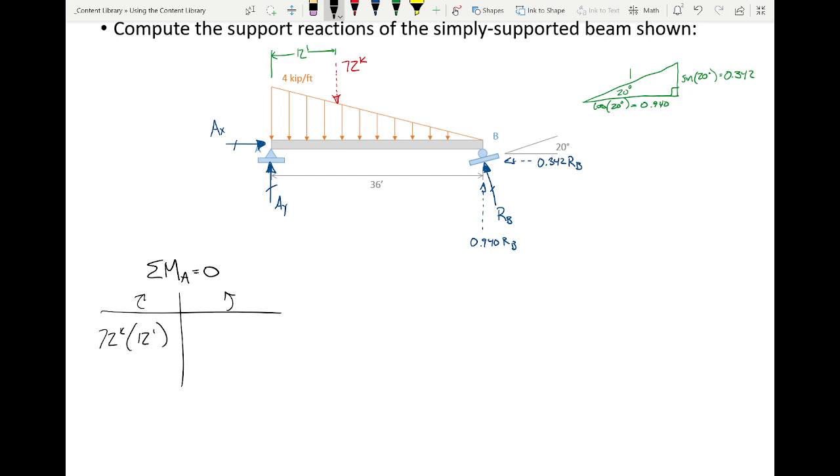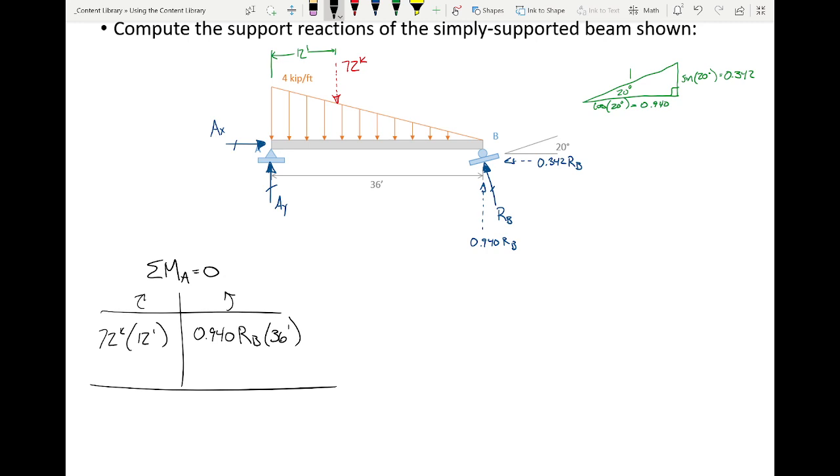Now what about this reaction? The RB, I don't need to handle the RB because I can split it up into X and Y components. The X component, do I need to deal with that? But the Y component I do. The Y component is on the other side at a moment arm of 36 feet. So we can say 0.940 RB, 36 feet. Okay.